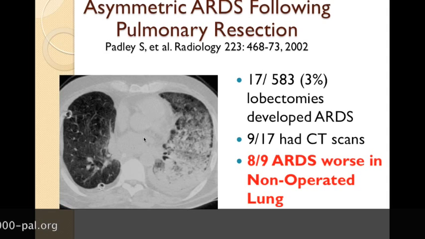This is the other lung. Which is the lung that was operated on? This one. You can see the chest drains there. So that means this was our lung, the lung that we as the anaesthetists were ventilating. And indeed, in that 9 out of 17 cases, 8 out of 9 patients with ARDS, it was worse in the non-operated lung. That is the lung that was ventilated during the operation.